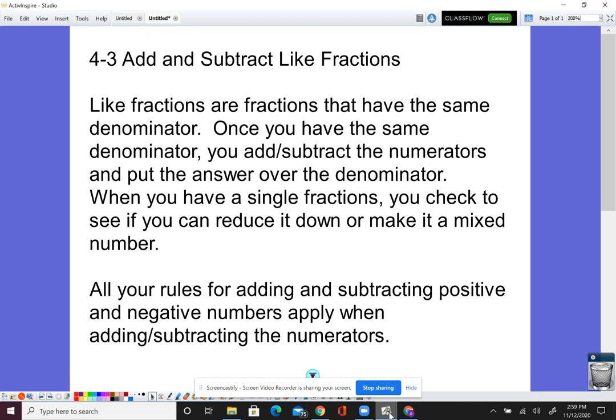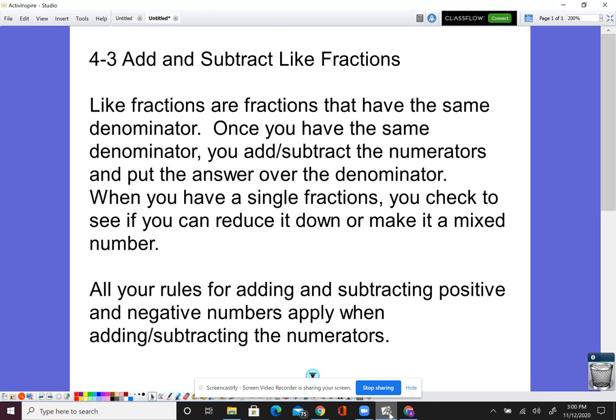And when you have the same denominator, in order to add or subtract those fractions, you just add or subtract the numerators. You use the same denominator that you started with as the final denominator. And then once you have it down to a single fraction, you check to see if you can reduce that single fraction down or make it into a mixed number.